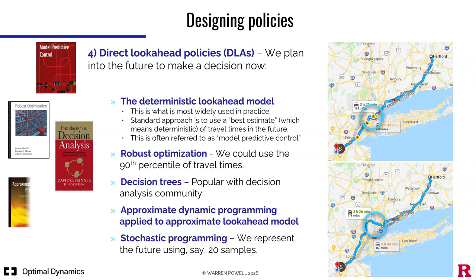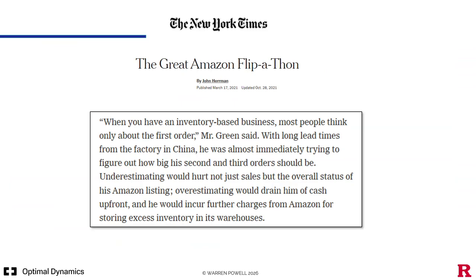Now, there's various other strategies, decision trees and approximate dynamic programming and stochastic programming. I mean, here's 5 entire books on how to plan into the future, 4 of them where I explicitly account for uncertainty as I plan into the future. Now, let's consider this article from the New York Times in 2021.